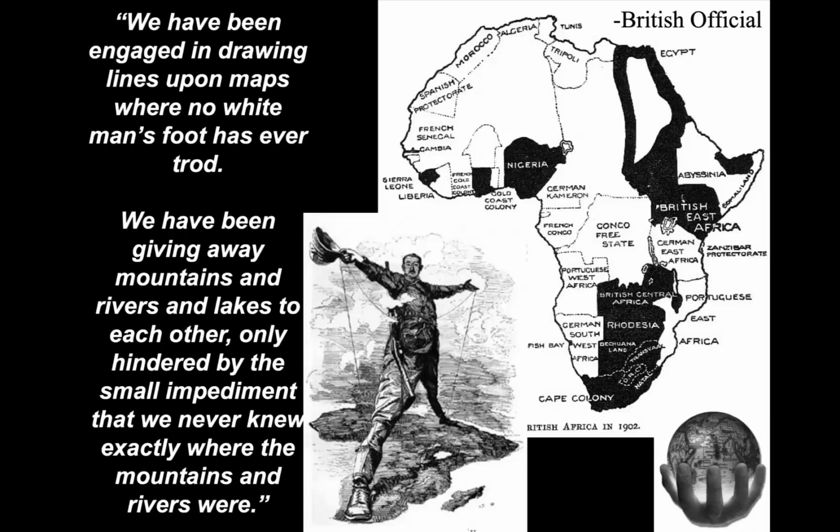And you have this interesting statement that flows along with all the nationalism and white man's burden stuff. We have this description about the Berlin Conference from a guy that was there, a politician. Here, I'm just going to read it. "We have been engaged in drawing lines upon maps where no white man's foot has ever trod. We have been giving away mountains and rivers and lakes to each other, only hindered by the small impediment that we never knew exactly where the mountains and rivers were."